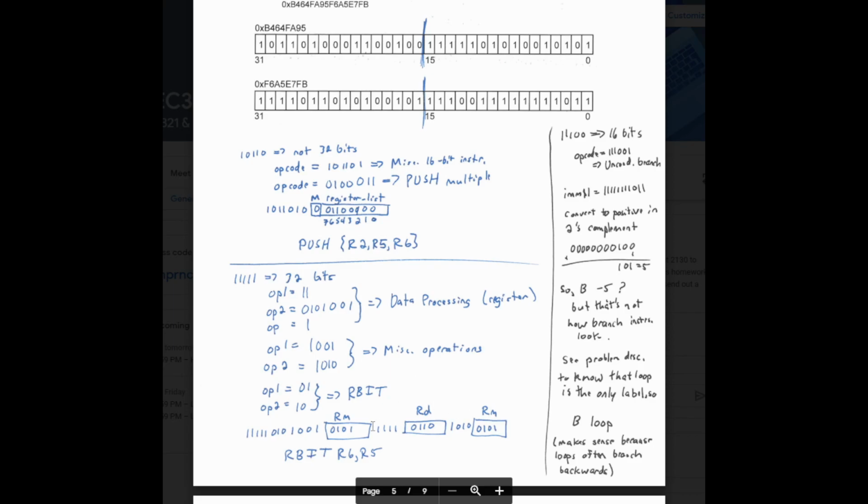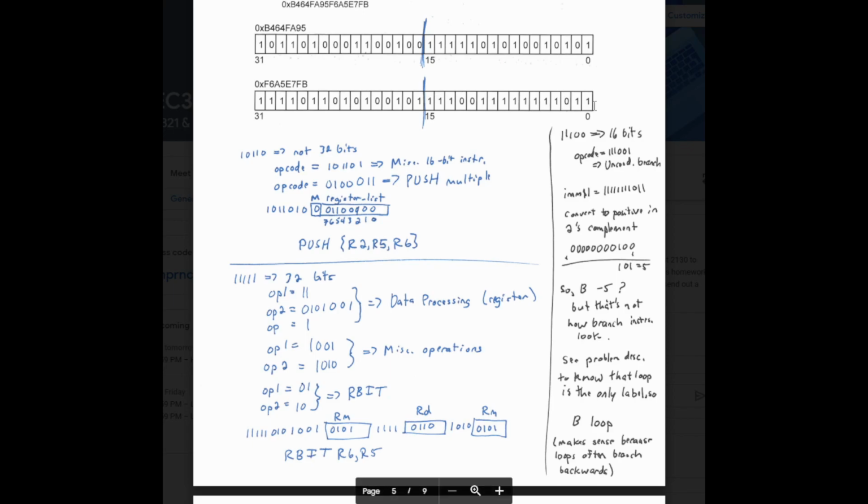And so we're going to double encode 5 into RM, and we're going to have the single encoding for RD, so we can double check that those are the same. They are in this case, and that is what we see then: the instruction is rbit r6, r5.